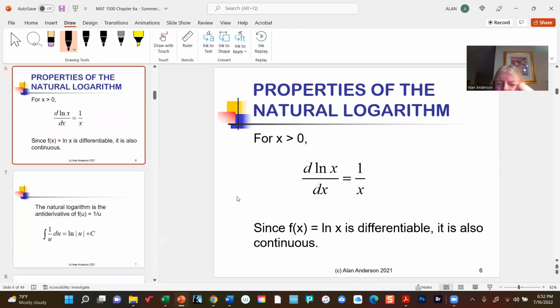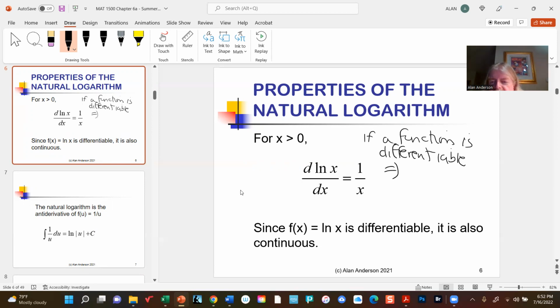All right, now, here's something we've already seen before. As long as x is strictly positive, the derivative of log of x is 1 over x. And by the way, here's an important result too. If a function is differentiable, which means that the derivative exists, it must be continuous.